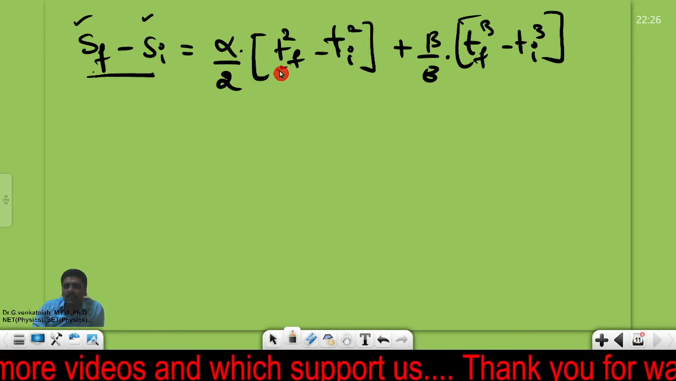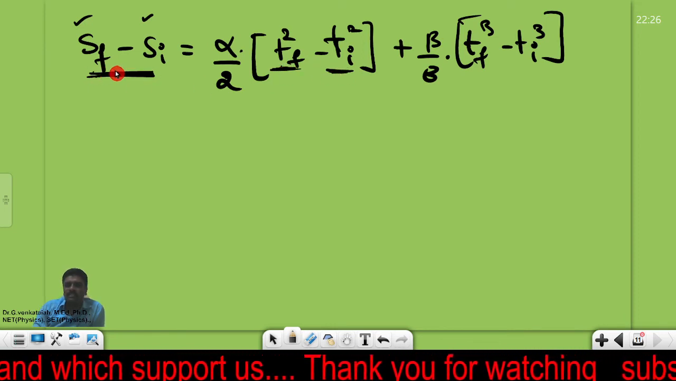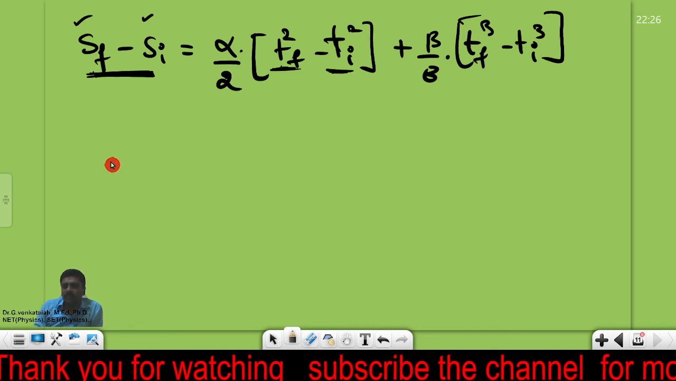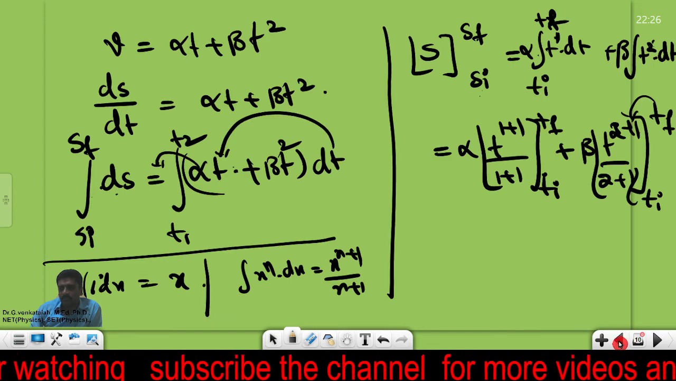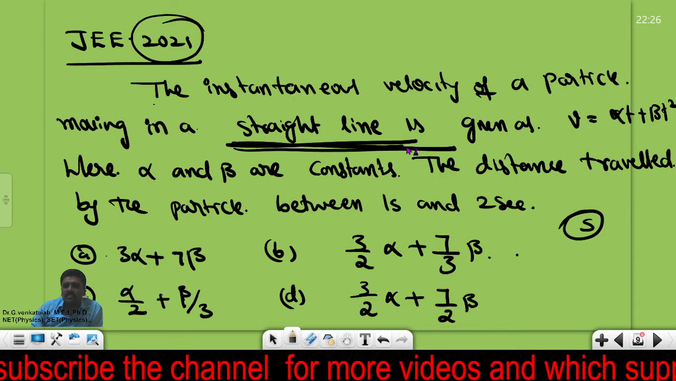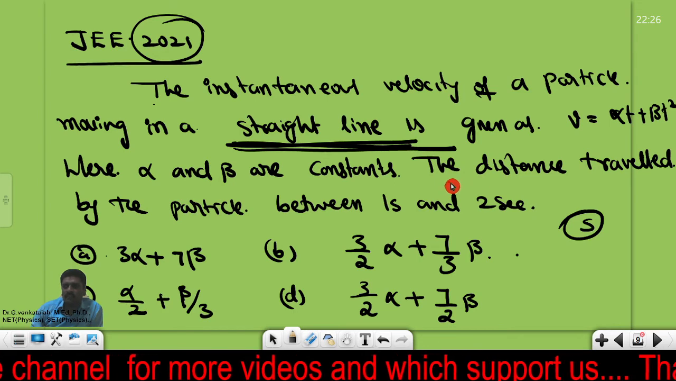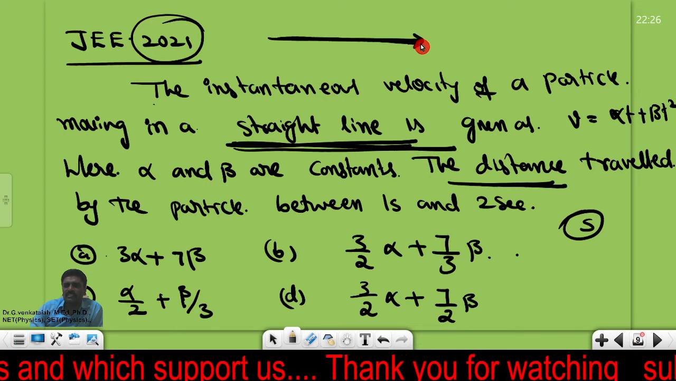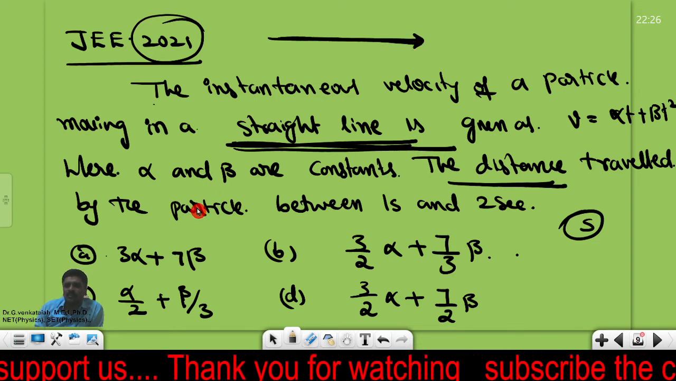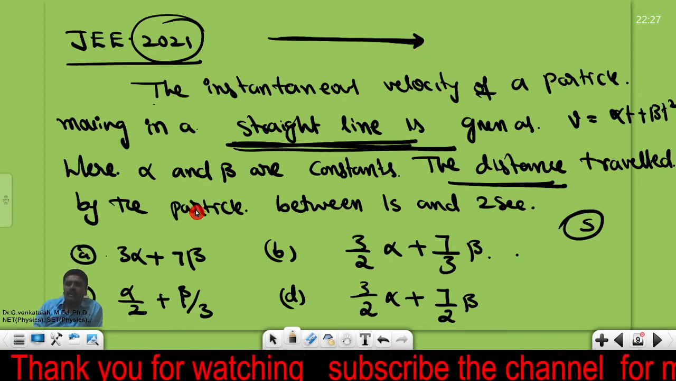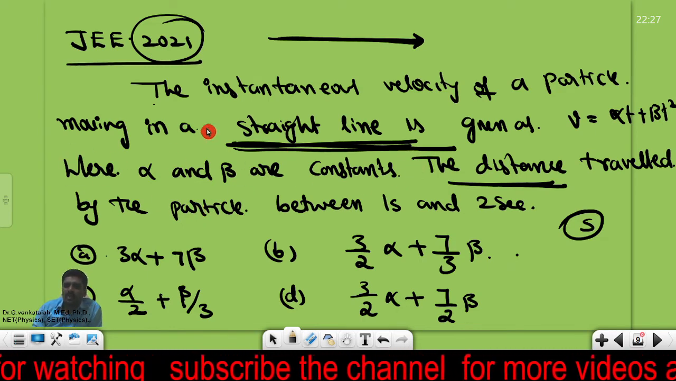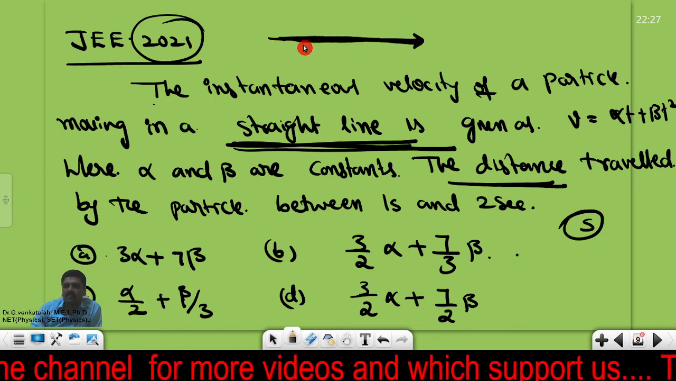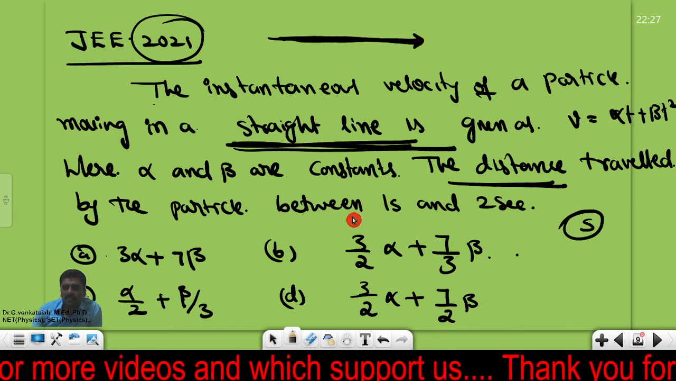Then that is the displacement between the two times. If they provide the final time and initial time, we can easily find out the total displacement covered by the body in that particular time. But one condition they provided: the particle is moving in a straight line. They are asking the distance. If the particle is moving in a straight line, then the distance is equal to the displacement. Both are the same, provided the particle does not come back. Then only we can use this formula. That is how we assume the particle is moving in a straight line, so distance is equal to displacement. That's the condition I am applying here.